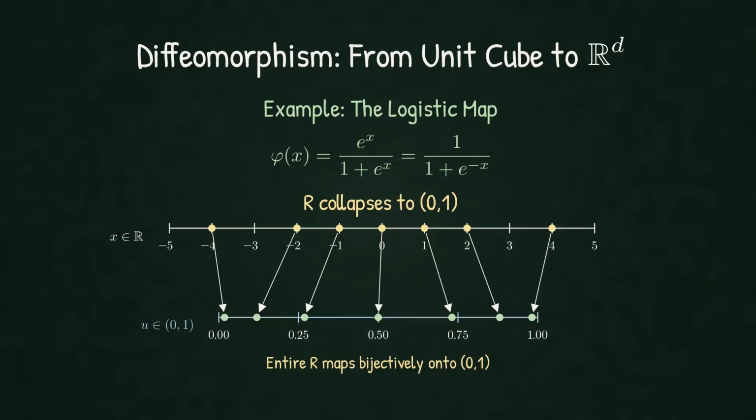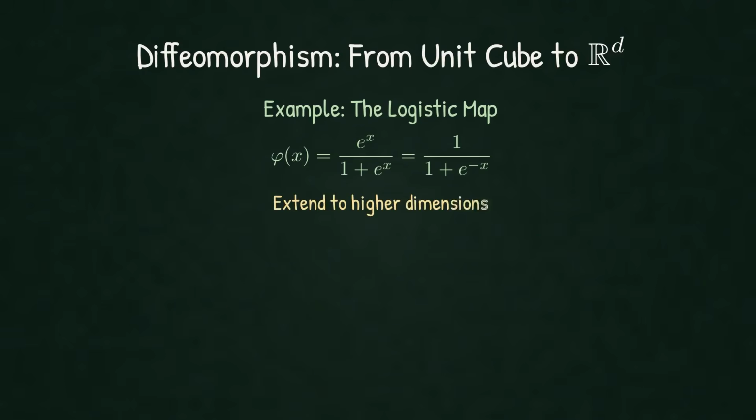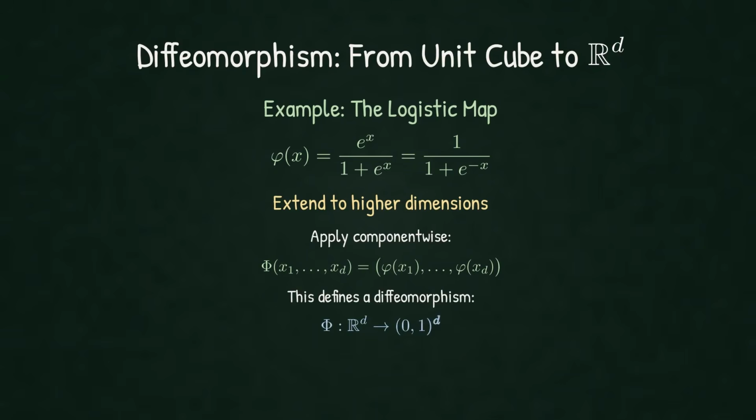Now extend to higher dimensions. Apply the logistic component-wise. Capital Phi of x1 through xd equals phi of x1 through phi of xd. This defines a diffeomorphism from the d-dimensional real space to the open unit cube. And the inverse goes the other way, from the unit cube to all of the d-dimensional real space.